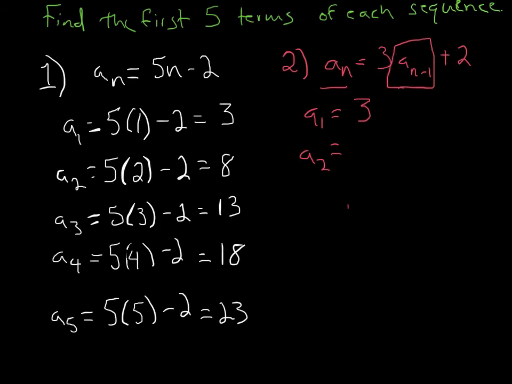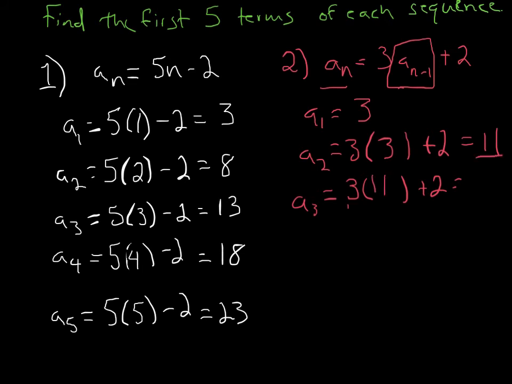So we'd have 3 times the a sub 1, which is 3, plus the 2. Well, 3 times 3 is 9, plus 2 is 11. Okay, third term. We're going to be 3 times the previous plus 2 again. Now we look at the previous term, which is 11 from a sub 2. So 3 times 11 is 33, plus 2 is 35.